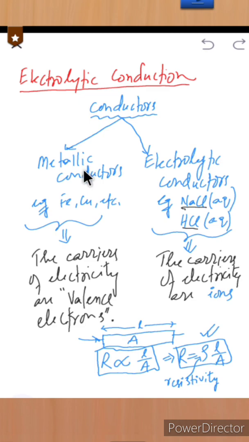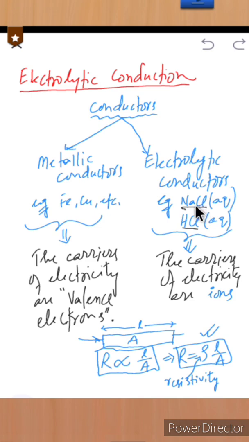Metallic conductors are the conductors which carry electricity by the valence electrons, the electrons. Examples of metallic conductors are metals, you can say nickel, copper, iron, zinc. They are metallic conductors. And the electrolytic conductors are those conductors which conduct electricity due to the mobility of the ions. So NaCl is a conductor when it is dissolved in water, means aqueous solution, but NaCl solid is not a conductor.